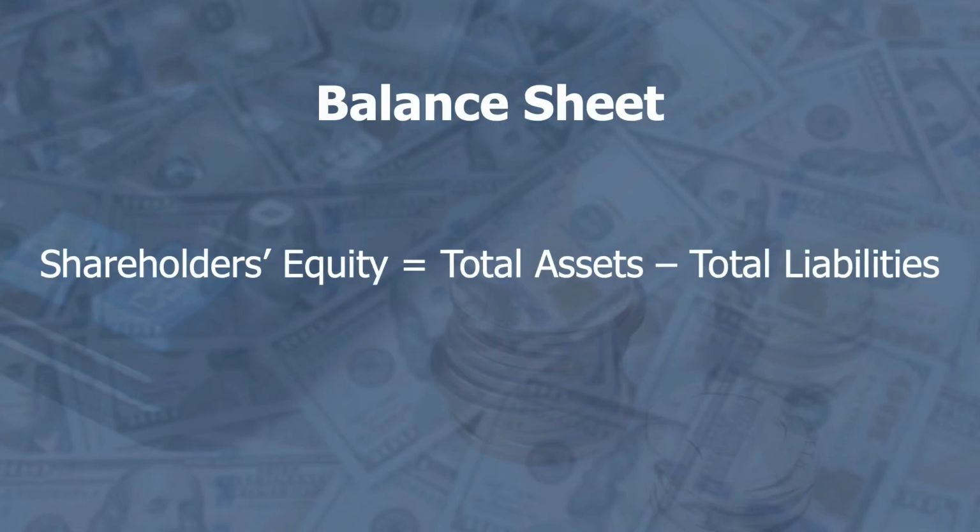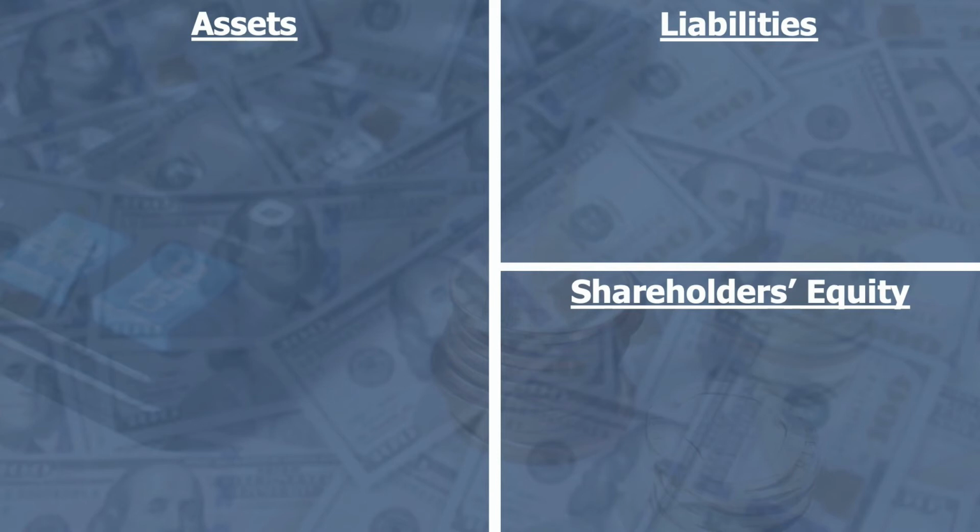For us to calculate the shareholders' equity, we're just removing the total liabilities from the total assets, and what we're left with there is the shareholders' equity. So I'll just jump into a quick example now.